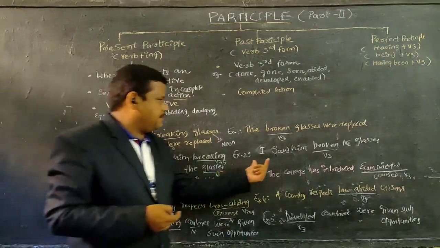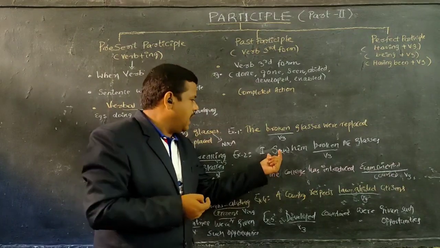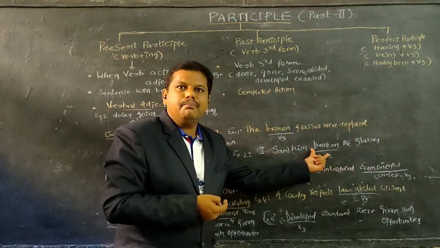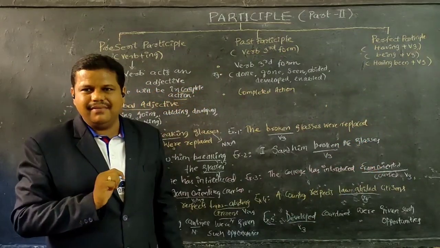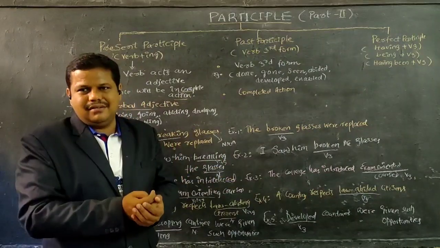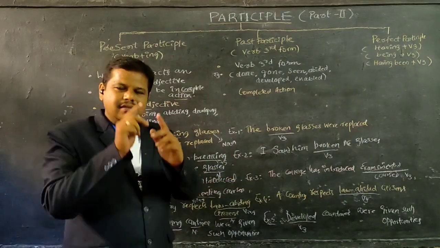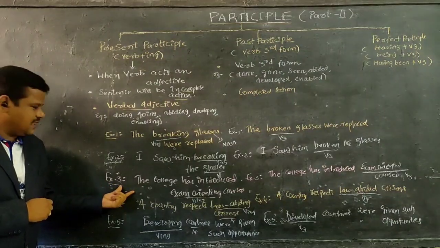When you see example number 2 in the case of the past participle, how does it look? I saw him broken the glasses. Here broken is the verb 3 form, and it is a complete action. This is example number 2. Come to the third example. All of you see this, student.